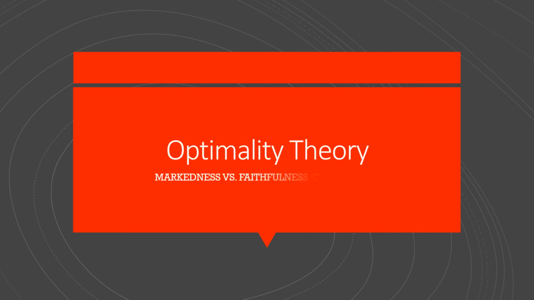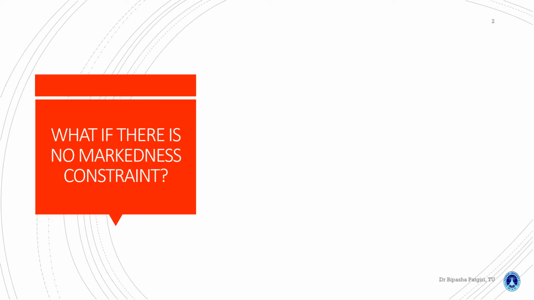Hello everyone. In this video we'll be discussing the second part of markedness, faithfulness, conflict. In the previous video we have already discussed how markedness is always in conflict and how they have surfaced, and also briefly talked about the faithfulness constraint and the lexical contrast. In this video we are going to talk about what if there is no markedness constraint in a particular language. Let's have a look.